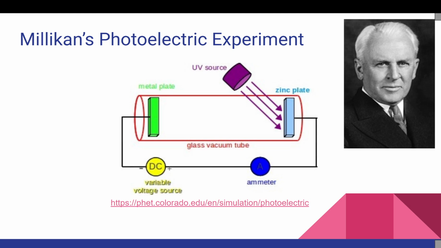He puts in a variable DC voltage supply. And if you notice the way I've got this wired up, I've got the negative terminal going to the green metal plate, and the blue one going to the zinc plate. You might say, well, why is he doing this? Because that means even before he turns on the UV light, the green metal plate is already negative and the blue plate is already positive.